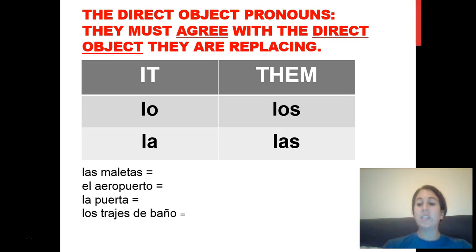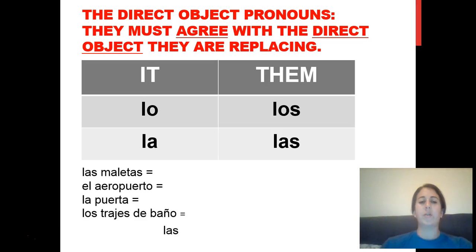So I want you, this isn't on your notes, but I want you to process through what are our direct object pronouns for the following items. Las maletas, el aeropuerto, la puerta, los trajes de baño. What are our direct object pronouns in Spanish? If you want to write it down, you're more than welcome to, but this is an opportunity for you to process through to make sure you're on the right track.